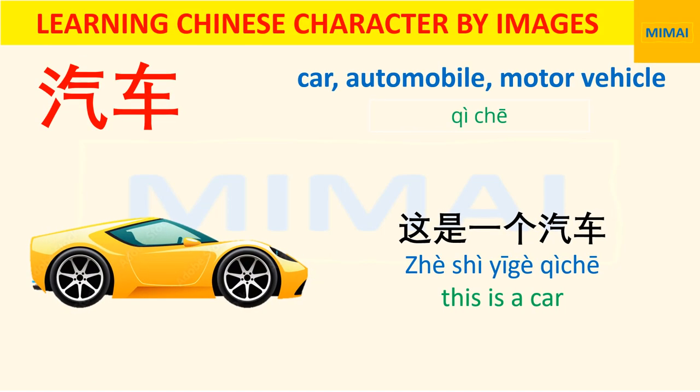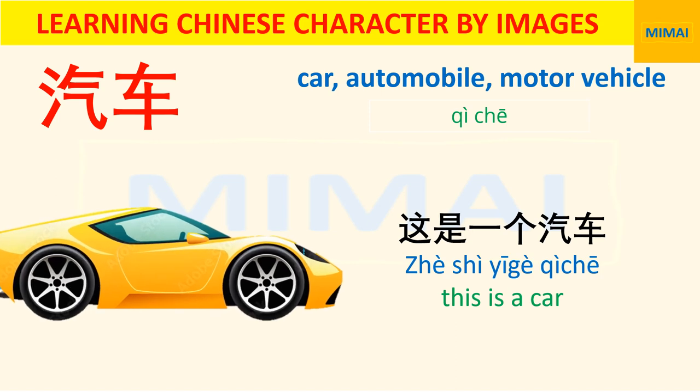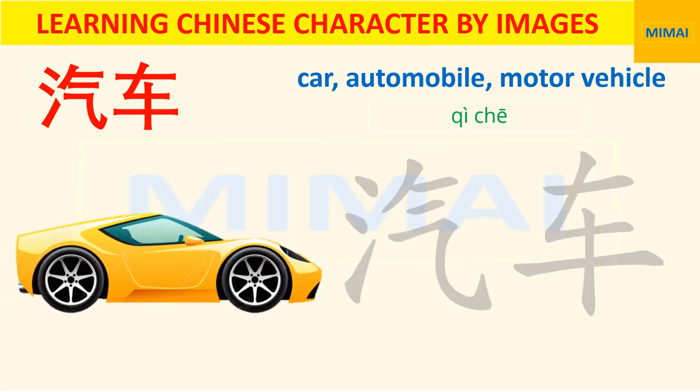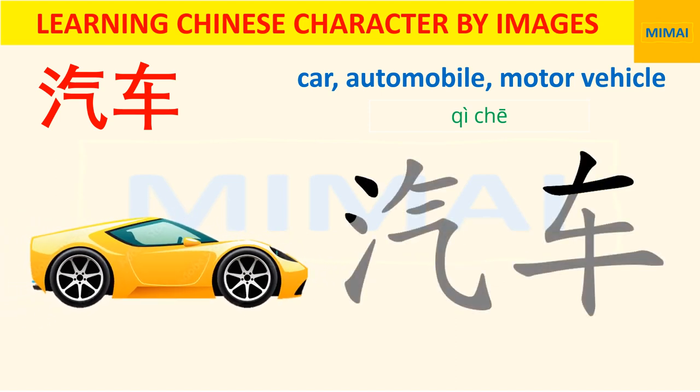Here is an example for this word. This is a car. 这是一个汽车。To remember this word, listen and write after that.